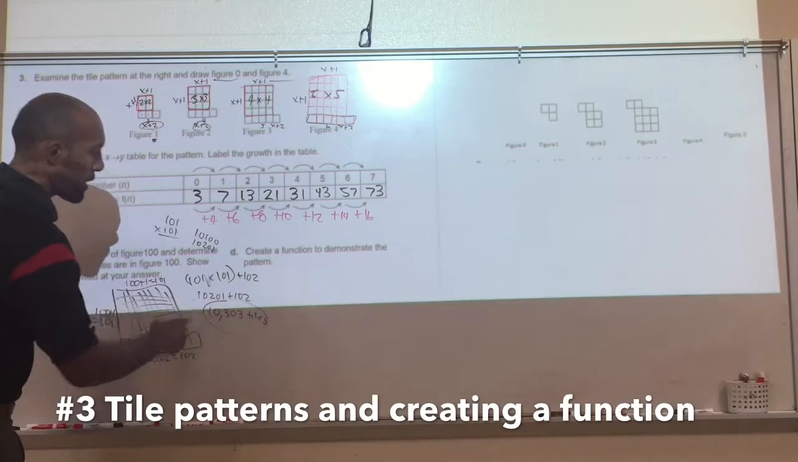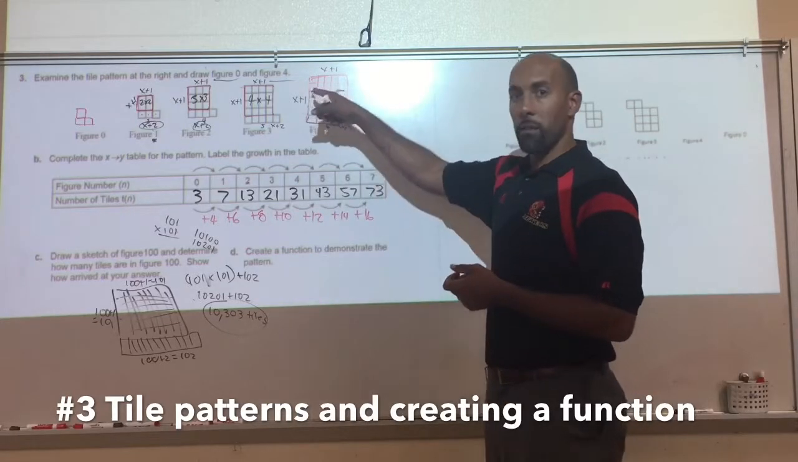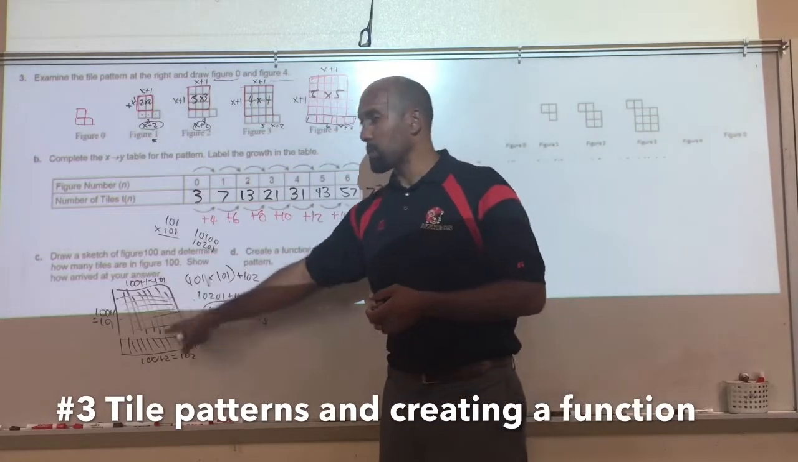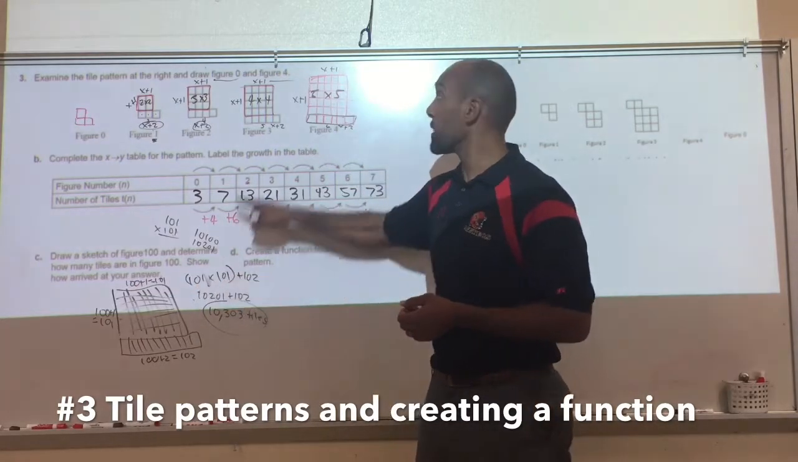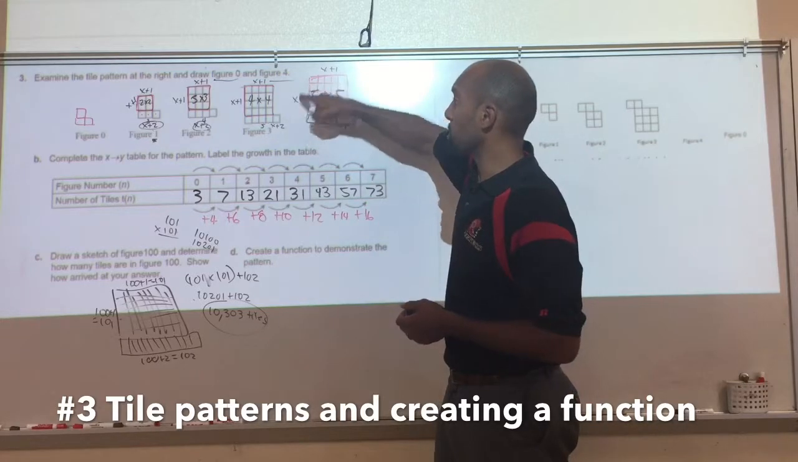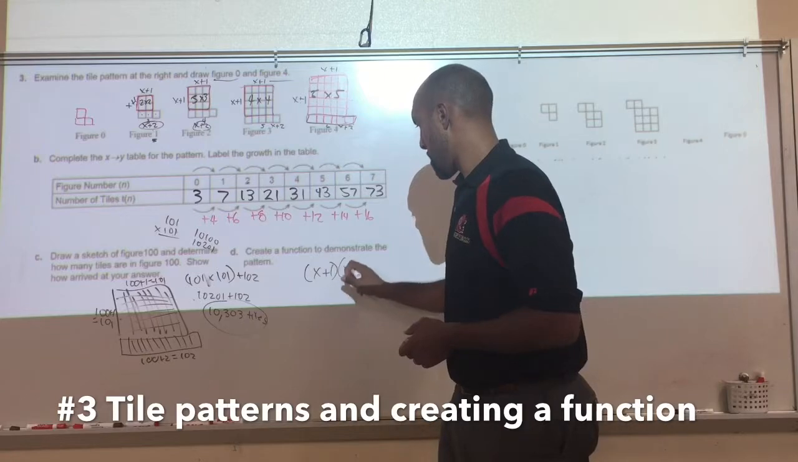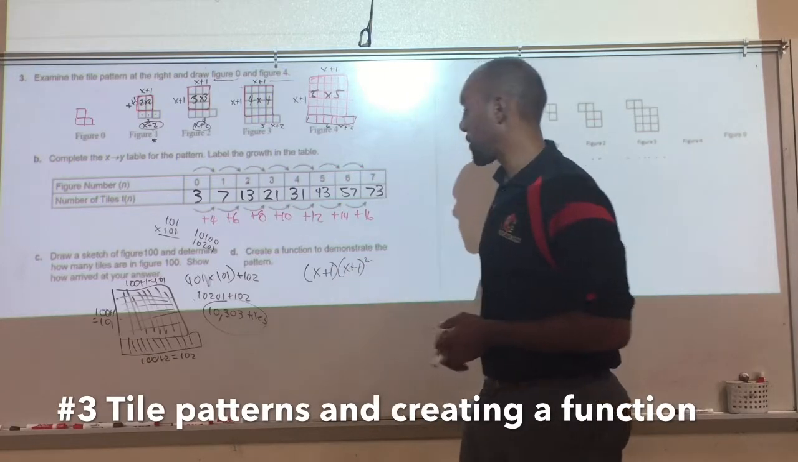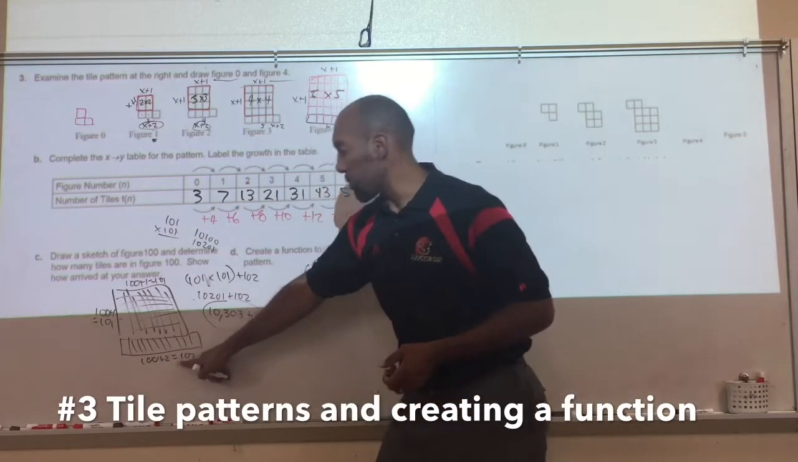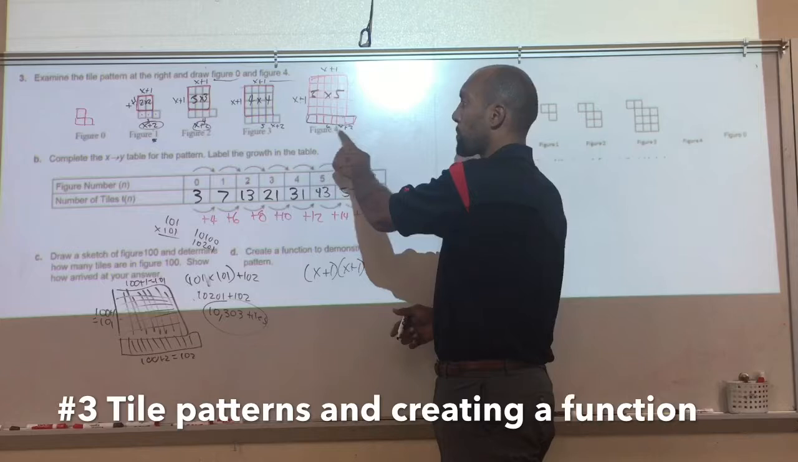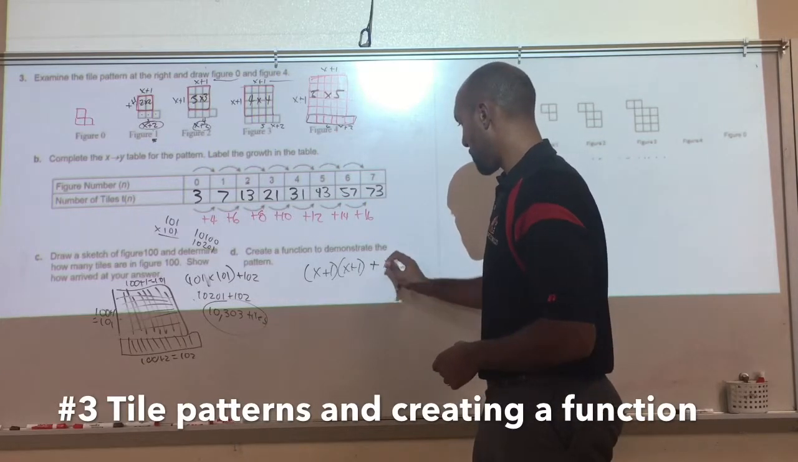All right, so now if I go to create a function, well, I had to kind of follow this pattern here for the function. To get this total, I had to do this side times this side, 101 times 101. And in our figures, that's x plus 1 times x plus 1. Okay, not squared, sorry. And then we had to add the bottom, 102. So the bottom is represented by x plus 2. So I'm going to add x plus 2.